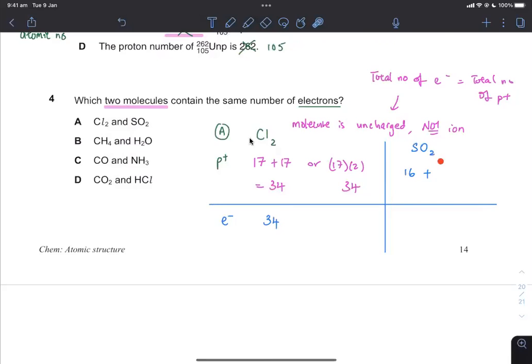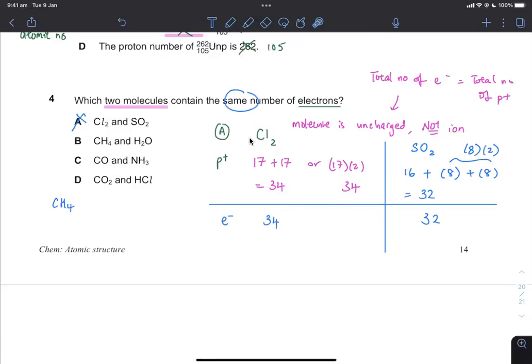Afika, how many protons does each oxygen atom have? 8. And be careful, you have 2 oxygen atoms. So you have 8 plus 8, or you can do 8 protons for 1 oxygen times 2. So altogether you get 16 plus 16, you get 32 protons. And because this is a molecule, the total number of protons is 32, so the total number of electrons is also 32, and they are not the same. You want the same.